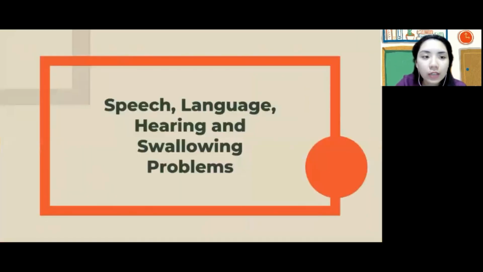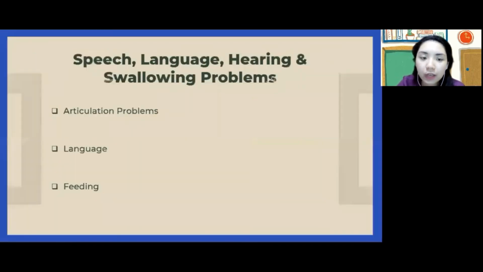Okay, so next we have speech, language, hearing, and swallowing problems that may arise in those with CP. Here we have articulation problems. This is very common because, as I mentioned earlier, they have difficulties in muscle movement and muscle coordination of their oral structures, which include the throat, tongue, jaw, and lips. So it's very important that we also treat and assess these as well.